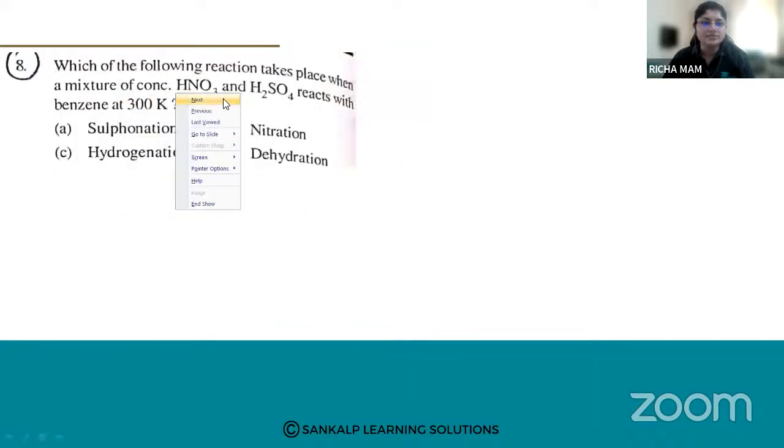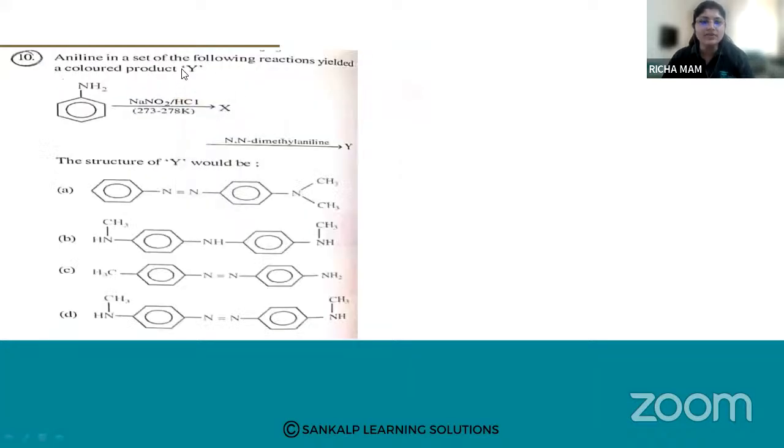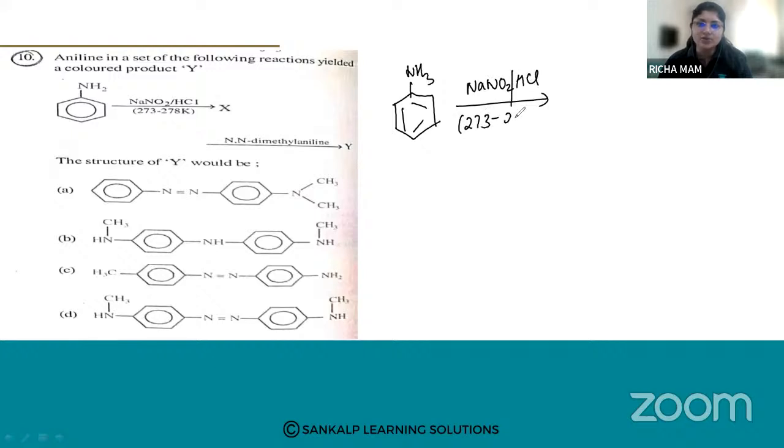Aniline in the following set of reactions yielded a colored product Y. So this is a reaction. Let me write the reaction here again. You have aniline. You are going to treat it with NaNO2 in the presence of HCl at 273 to 278 Kelvin. What you will obtain is X. This you are further treating with N,N-dimethylaniline to give you Y.